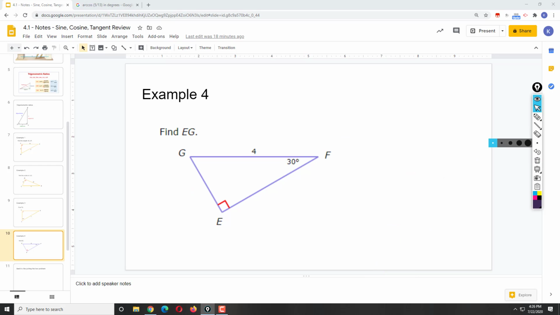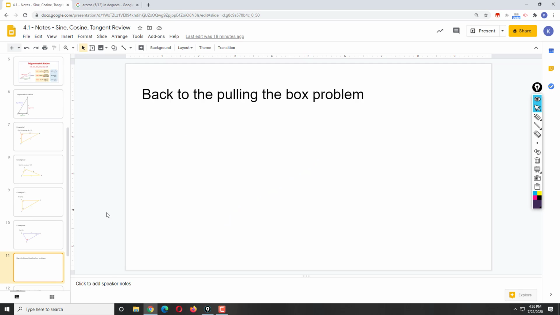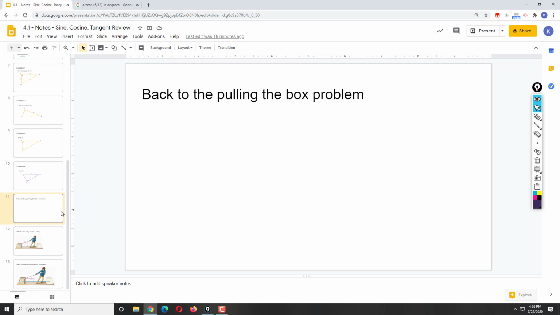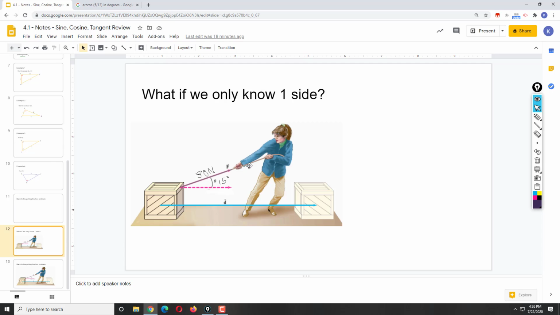Now, if we go back to our box problem involving pulling the box, we know one side. We know that we can do this triangle. We know the angle is 15 degrees. We know that this is 30. What we really want to know is this force. How much are we pulling to the right? That tells us how the box is going to move.